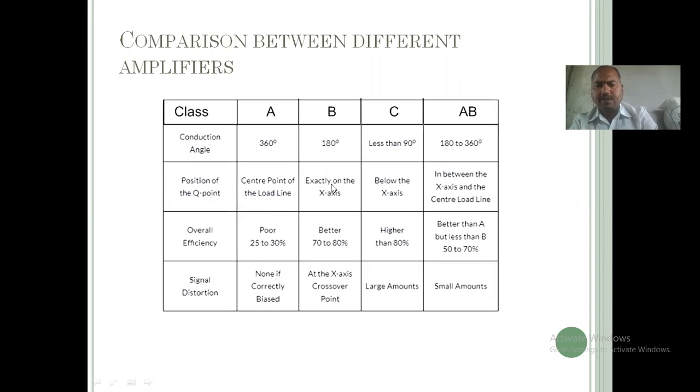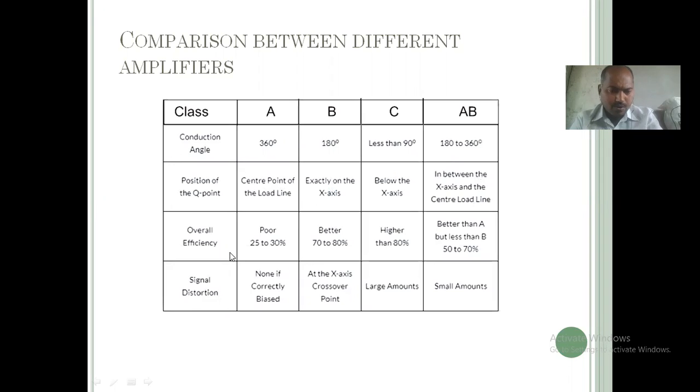In the case of B, it is only 180 degrees, so the Q point is near the x-axis. It is at or below the x-axis because the operating period is less than 180 degrees. AB is related to B, because Class B has an operating period of 180 degrees and AB has greater than 180. So the Q point lies between the x-axis and the center of the load line.